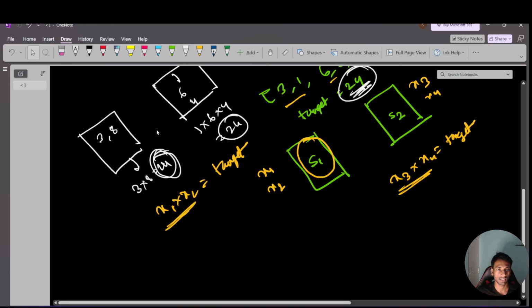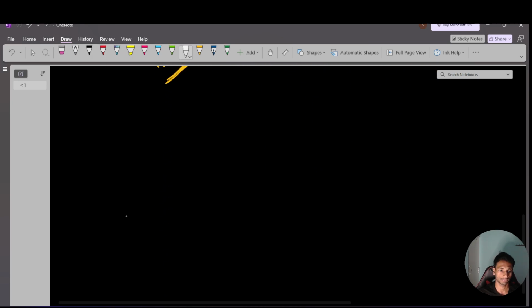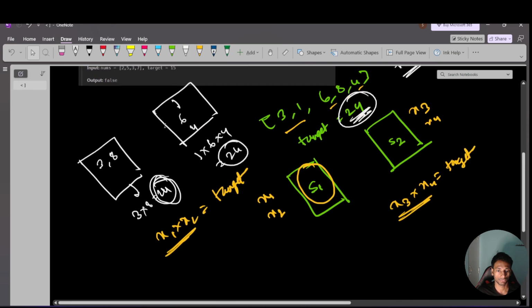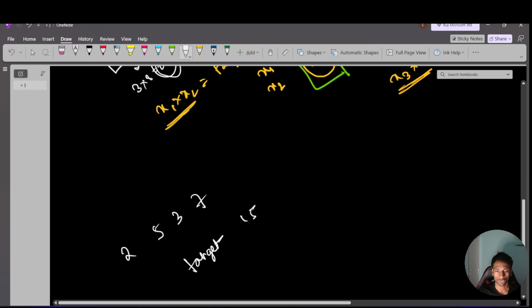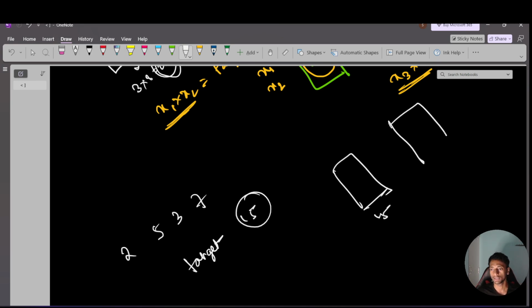Similarly for the next example, 2 5 3 7, the target is 15. So what do I have to do? First of all, generate one subset whose product is 15. Similarly, the product of the remaining numbers also has to be 15.